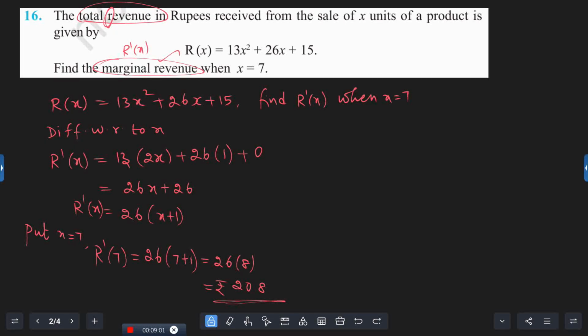I told you, when it is in an MCQ, they will give a small number for X. So this question will come in MCQ. This type of question only they will be asking in the MCQ. Next, two more questions we have, that is MCQ 17 and 18.